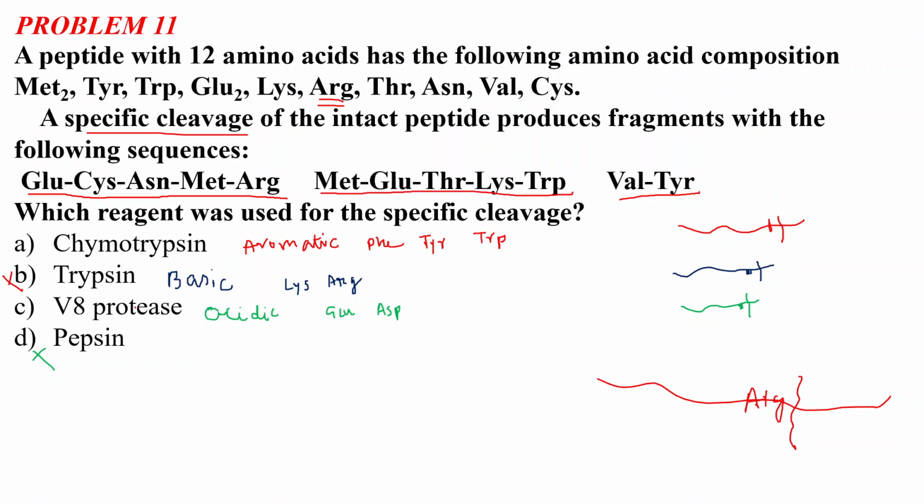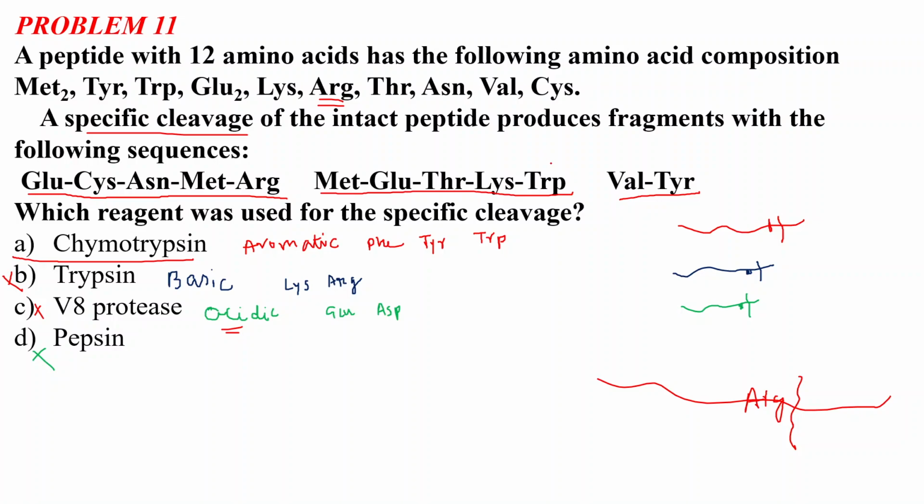Again, V8 protease cuts at the acidic amino acid group. But if you carefully see, there is no fragmentation at this glutamic side, or this glutamic side. It does not have any fragmentation at the C terminus. So, V8 protease was also not used, but there is chymotrypsin left.